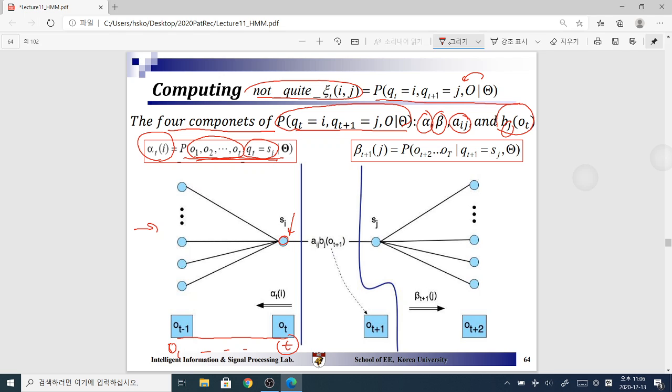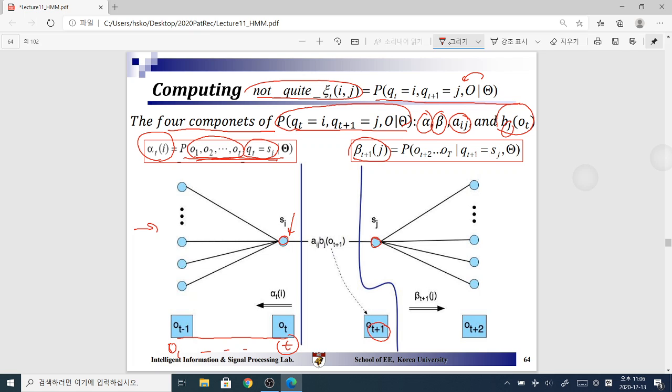Now, at the same time, being at state j at time t plus 1 is going to be used to describe the backward algorithm, beta sub t plus 1 of j.